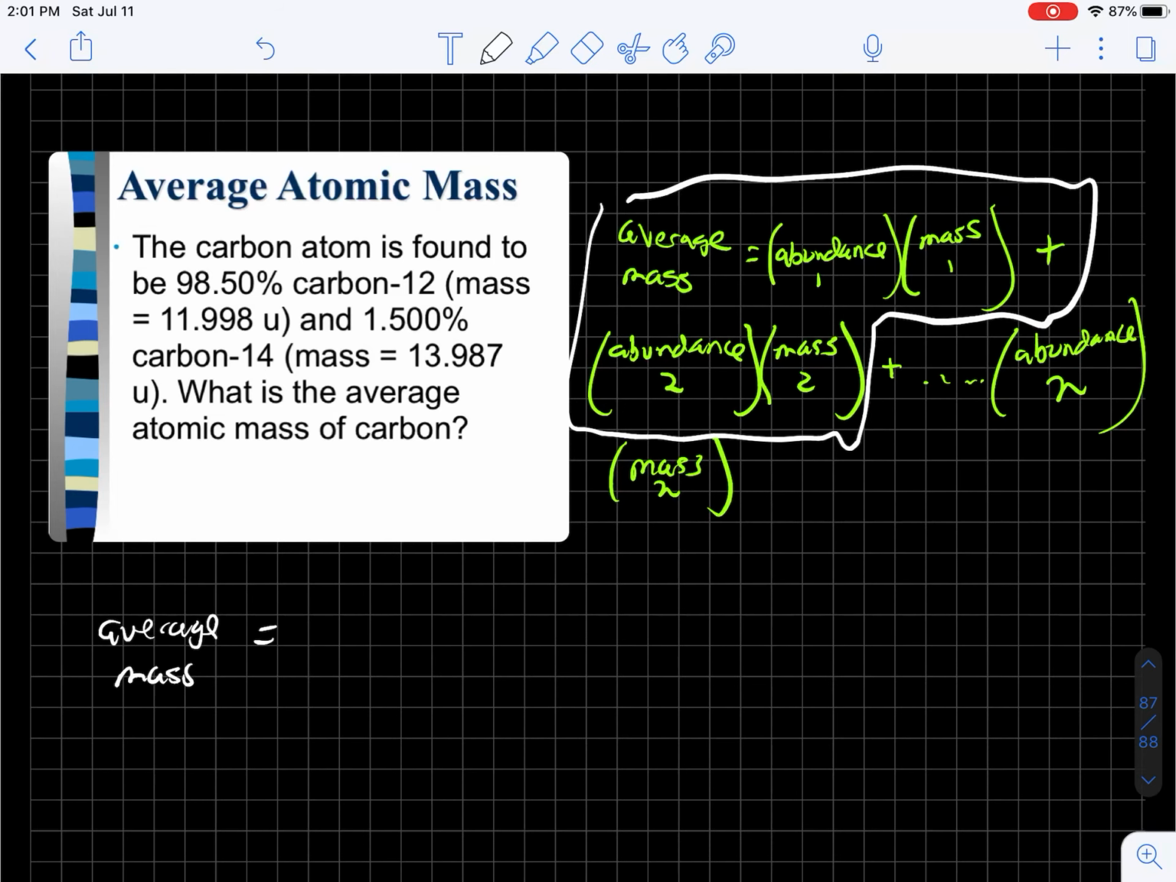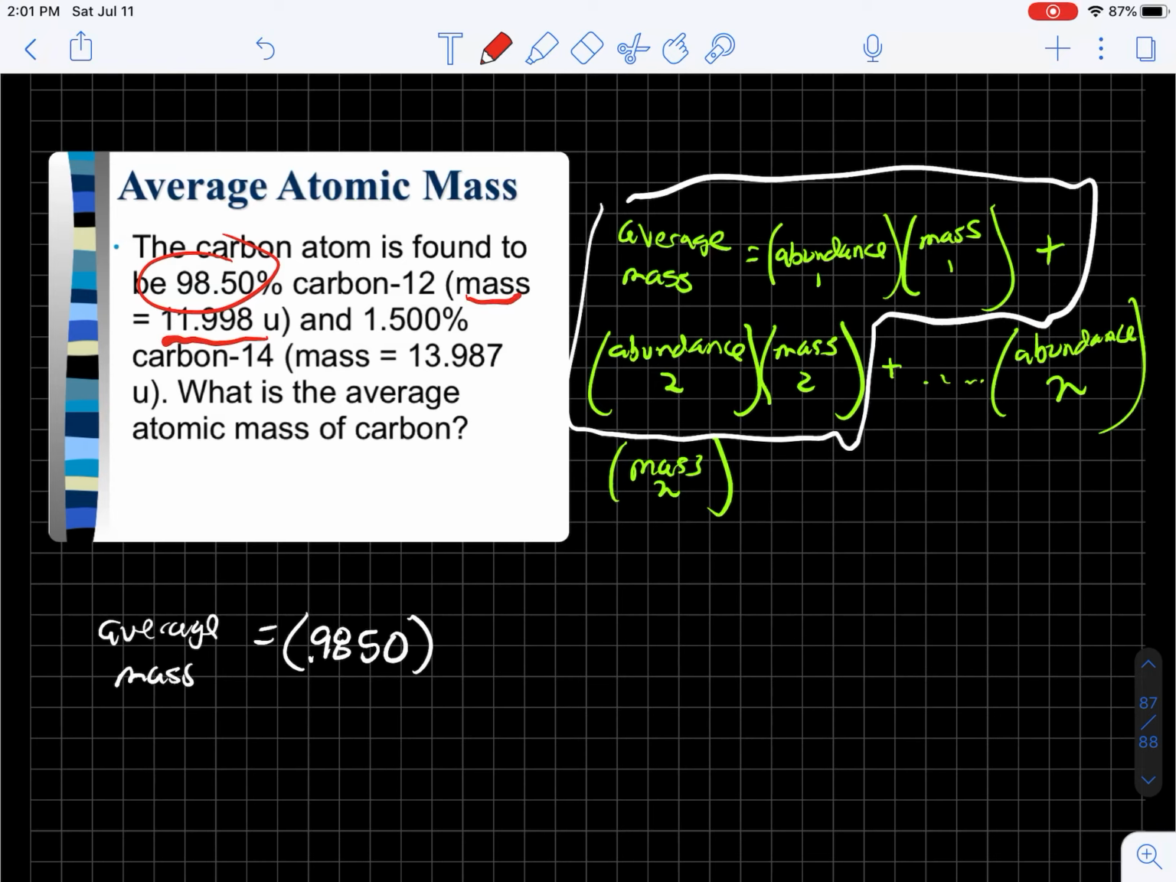Alright, so now I'm going to substitute in. I'm going to write average mass equals the abundance of particle 1. Alright, so in your textbook they have you do 98.50 and then multiply it by the mass of a carbon-12 atom. I'm just going to convert it to decimals right here, and I'm not even going to document it. This is one of the few times where I would allow students to not document it. So I'm going to write 0.985 rather than dividing everything by 100 at the end. But whatever works for you is fine with me.